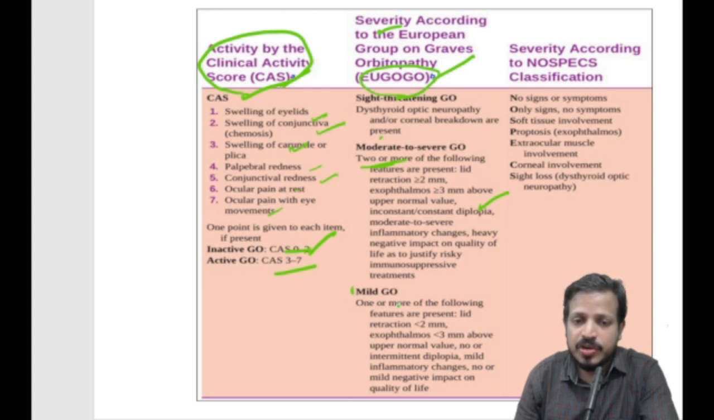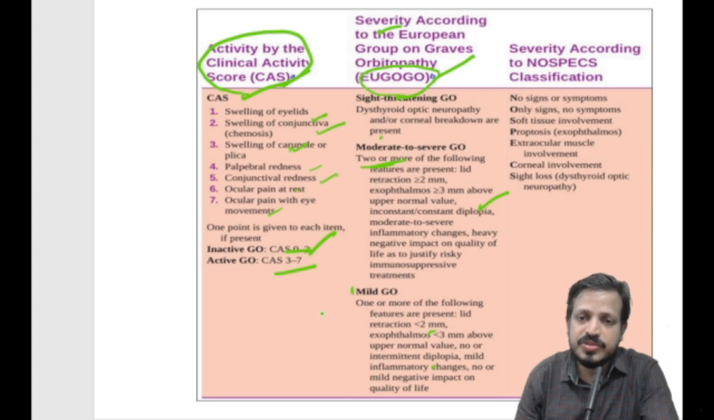And mild we already discussed: lid retraction less than 2 millimeters, exophthalmos or proptosis less than 3 millimeters, no or intermittent diplopia, or mild inflammatory changes, and there is very little or mild negative impact on the quality of life. Then another severity score is as per the NO SPECS classification.